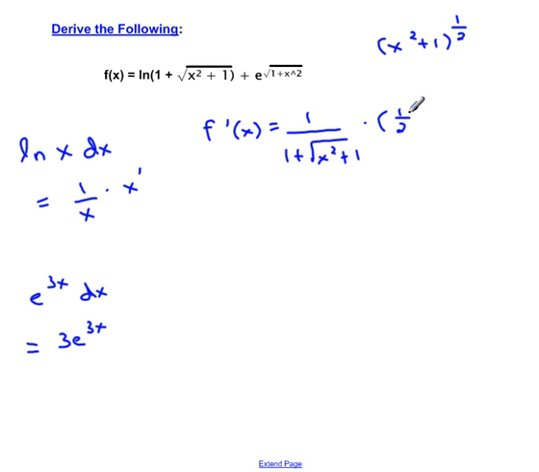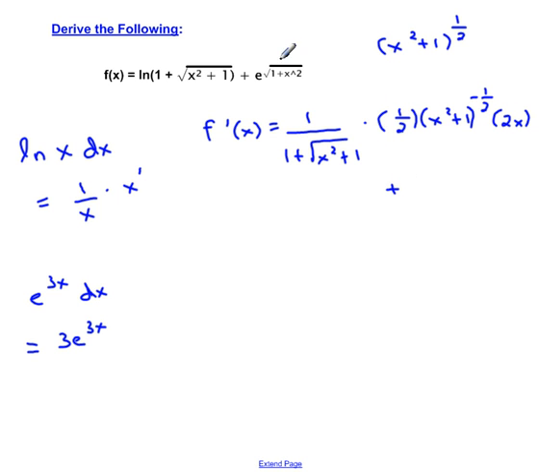Chain rule. Bring down the 1/2 multiplied by x squared plus 1 to the minus 1/2, right? Because we do 1/2 minus 1. And don't forget, you have to derive the inside, guys. Okay? Chain rule. 2x. Do not forget this step, please. Times the derivative of the inside. So this is our whole ln expression.